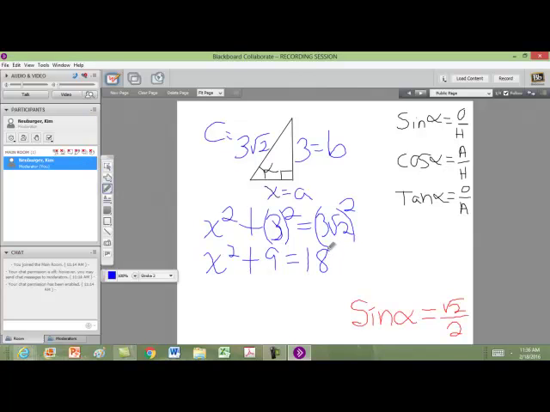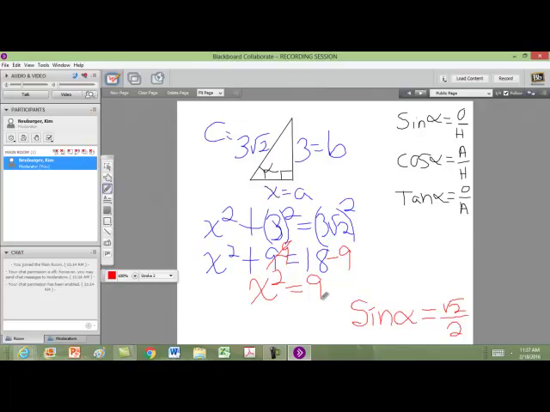Now what we have to do is solve for that x squared. In order to do that, we need to move this 9 away from it. So we're going to subtract it from both sides. We'll subtract 9 over here and subtract 9 over there. That makes these cancel, and we just have x squared equals 9.